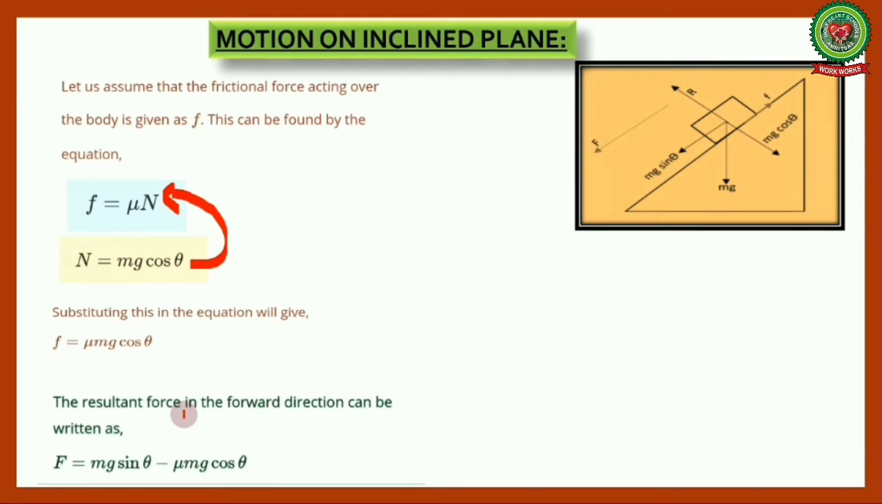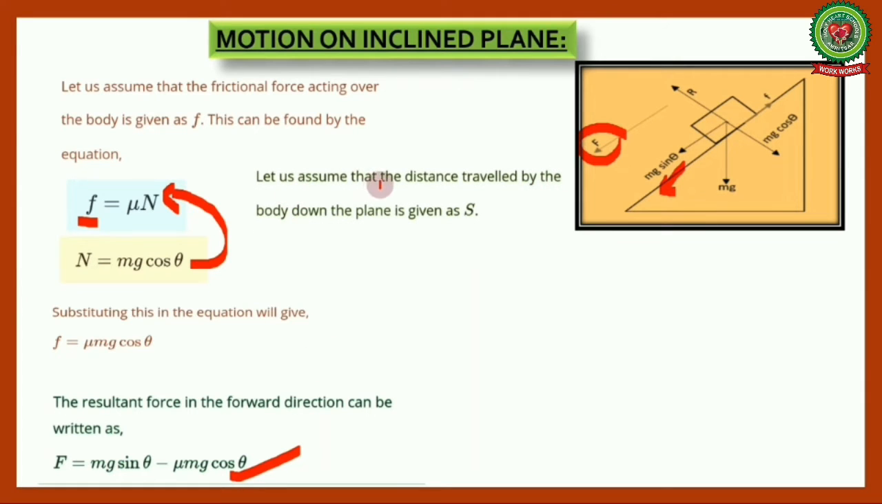The resultant force in the forward direction can be written as follows. Since mg sin θ is also acting in this direction, but the frictional force small f is acting in the opposite direction, it is going to be subtracted. Therefore, F = mg sin θ − μmg cos θ. So this is the force which is acting towards the forward direction.